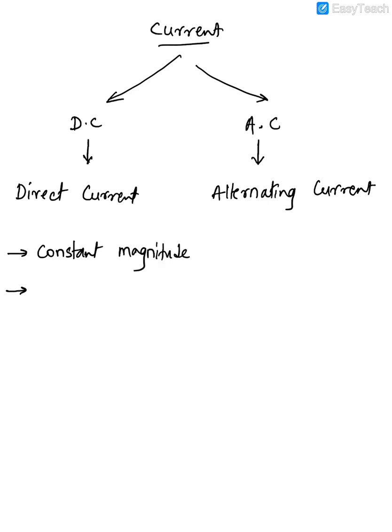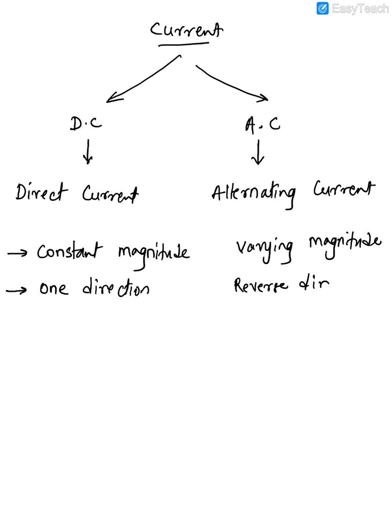So obviously alternating will be what? Current of varying magnitude, in case they ask you to differentiate. And direct current is the current which can flow only in one direction. So this will flow only in one direction, whereas this one can reverse its direction. So basically it keeps on reversing its direction after every cycle.